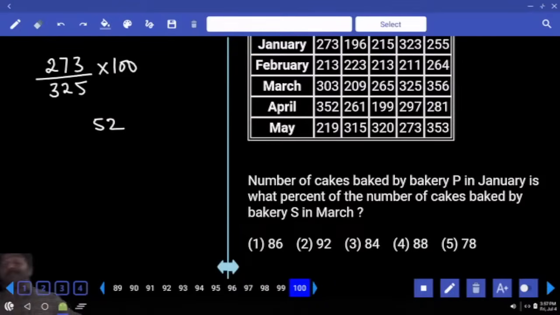30 to 16. 48. Still how much more you need to add? Which is approximately 1%. 10% plus 5% plus 1%. Total. So numerator is 52 less, which is 16% less. If it is 16% less, what percent it is? 84%, third option. Clear?